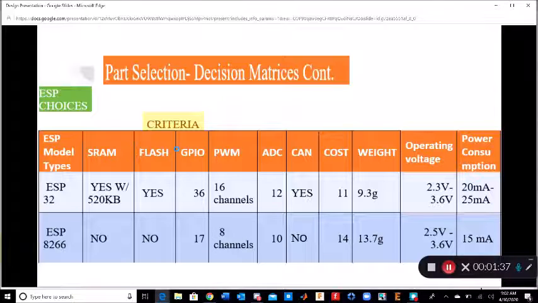And also because of the pulse width modulation, the one we chose has 16 channels, while the other one has only 8 channels. And more importantly, the GPIO pins: the ESP32 that we chose has 36 pins, and the other one has only 17 pins. So we have more pins here to use for servo motors or other components in the future.